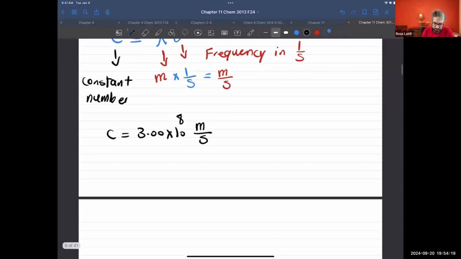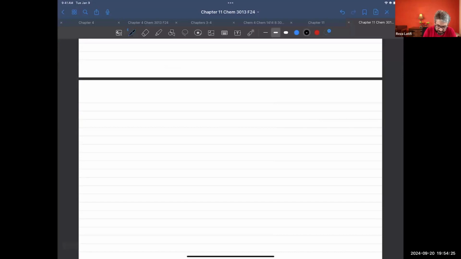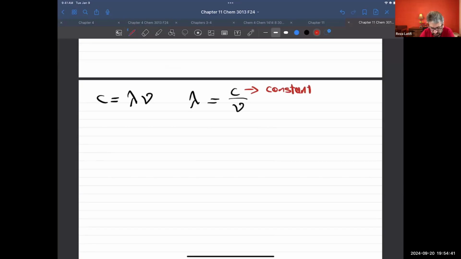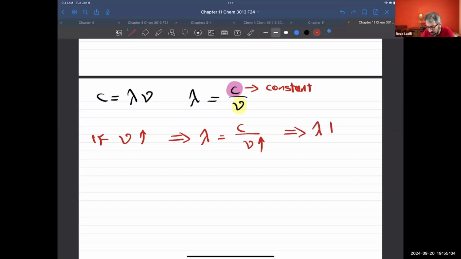Now let's write the relationship between frequency and wavelength. We have C equal to lambda times frequency, so the wavelength is C over frequency. Remember, C is constant, so our numerator is not going to change, but the denominator can go up and down. If frequency goes up, what will happen with lambda? You take C and divide it by the frequency. Frequency went up, and because C is not changing, it will give you a smaller wavelength.